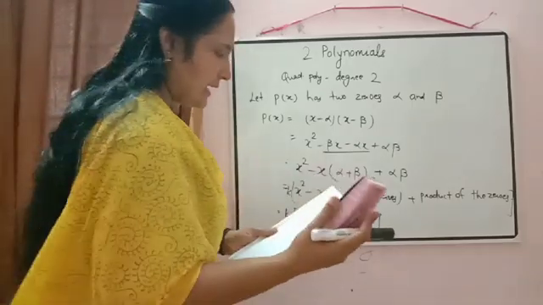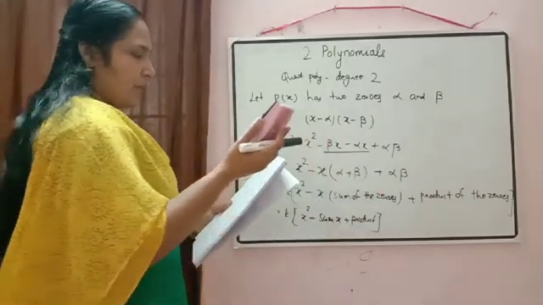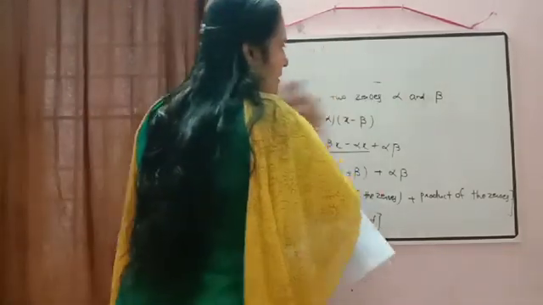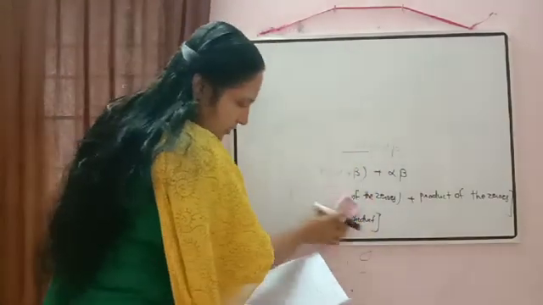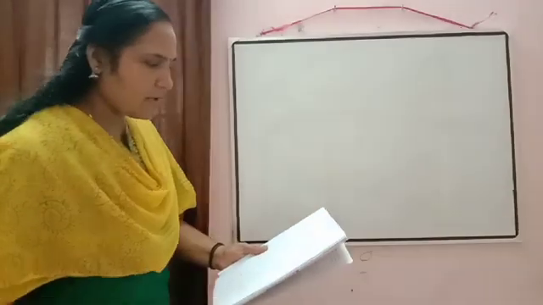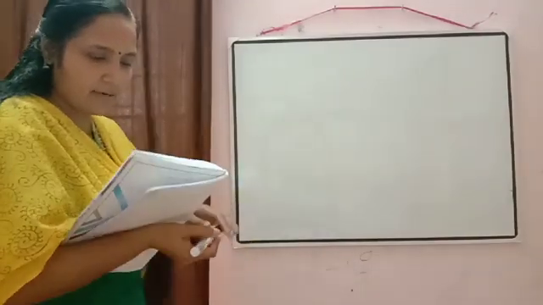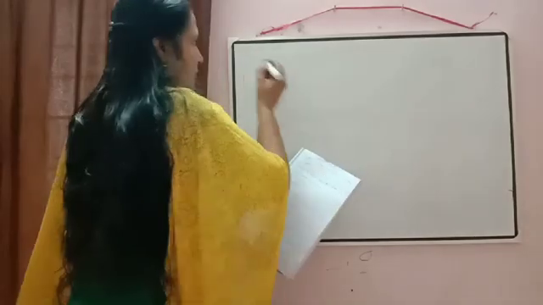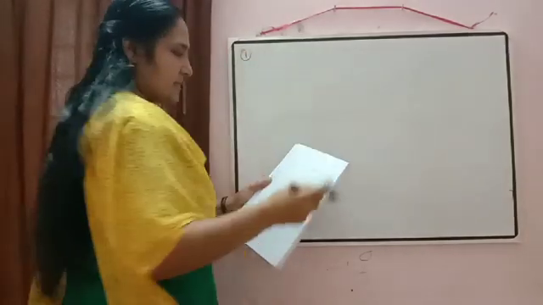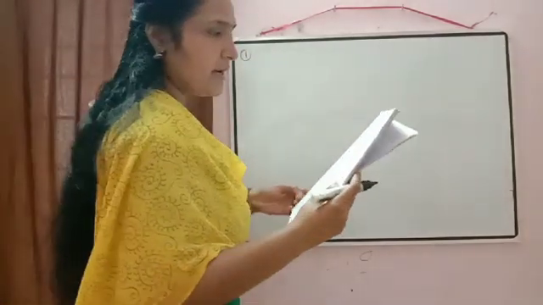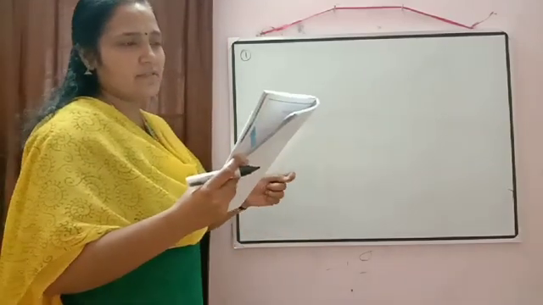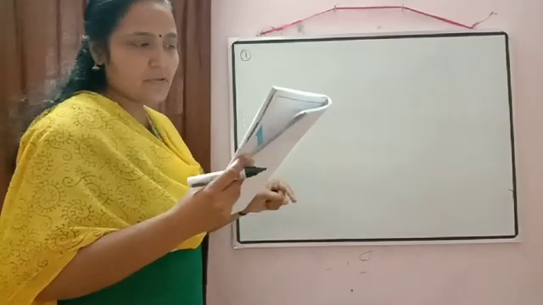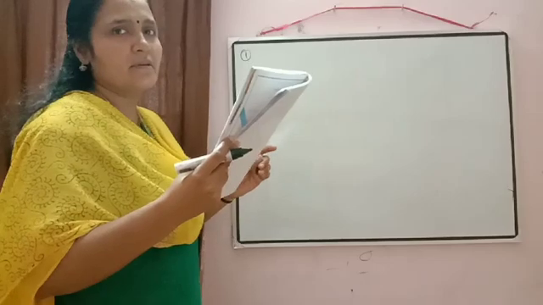So all of you write down the question. Frame the polynomial whose sum of the zeros and product are given as follows. Frame the polynomial whose sum of the zeros and product are given as follows. That means the sum of the zeros is given and the product is also given.